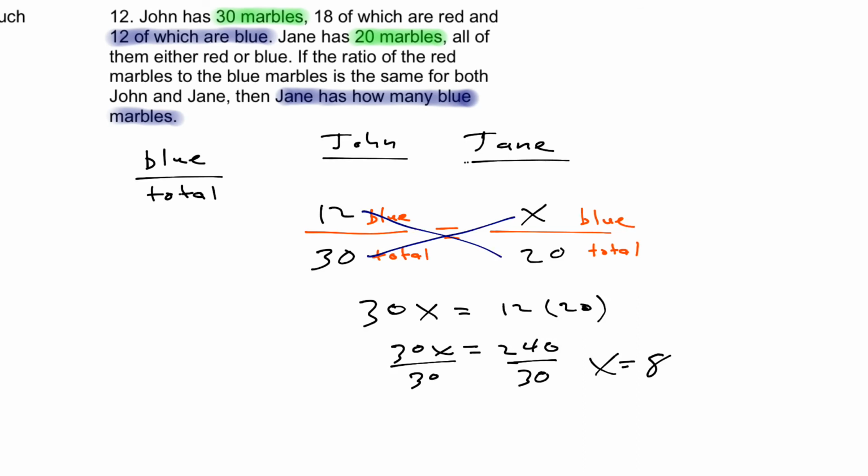Now we should probably say what it is that we solved for again when it's a story problem. In this case, it was how many blue marbles Jane had. So Jane has 8 blue marbles.